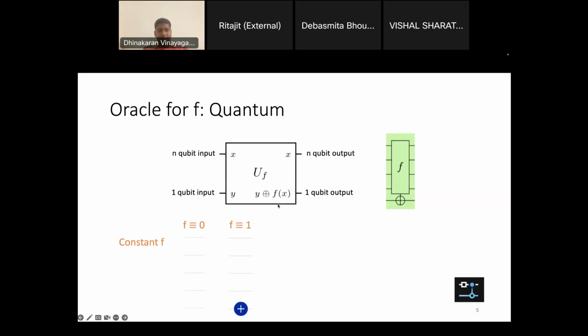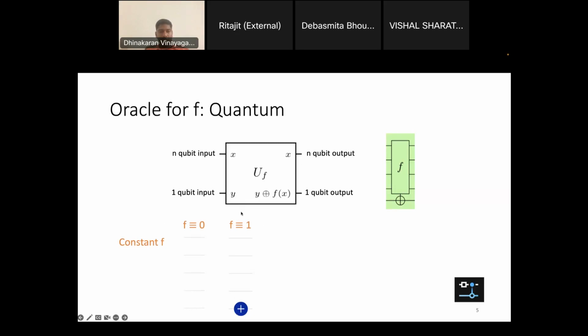And similarly, take an oracle for f where f outputs 1 on all the inputs x. So x will be retained as x, and f of x is 1 all the time. So it's just y XOR 1, which is just flipping y. For a qubit, it's either 0 or 1. So 0 XOR 1 goes to 1, and 1 XOR 1 goes back to 0. So it's like an X gate operation, right?